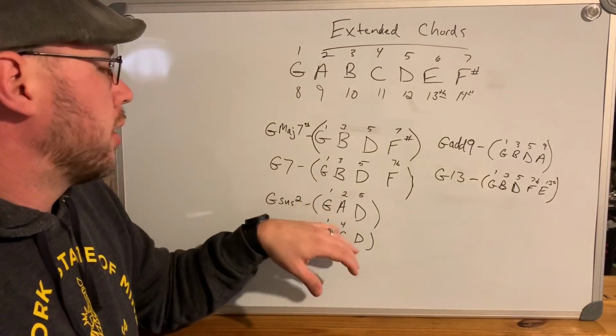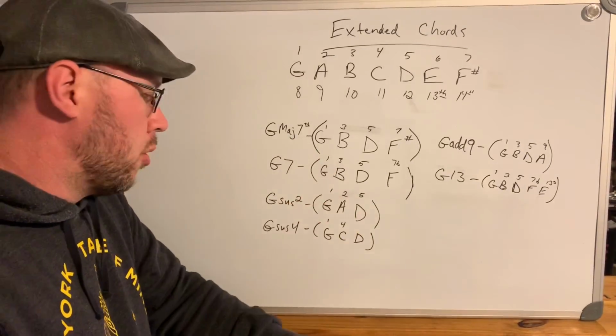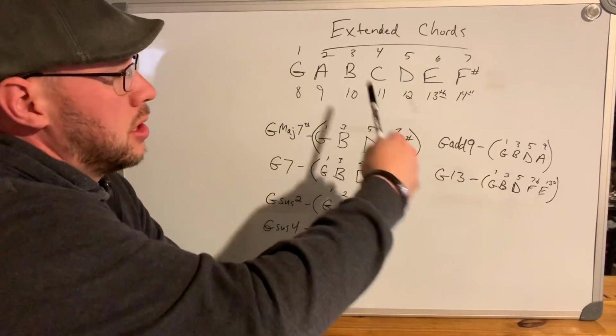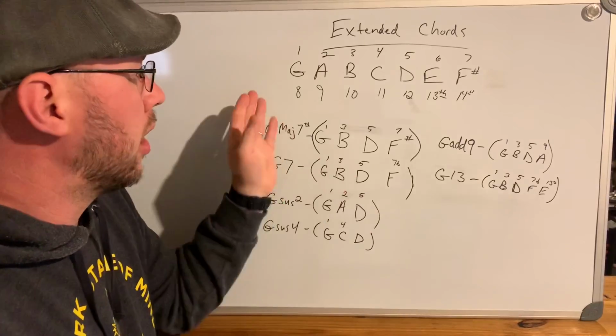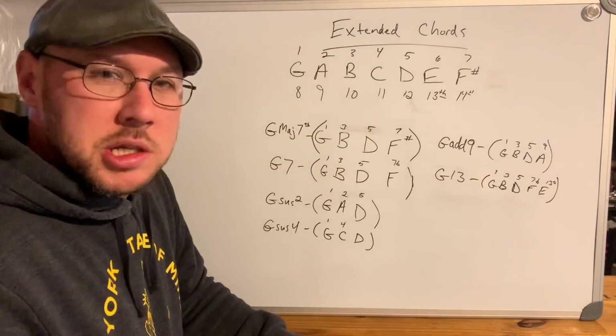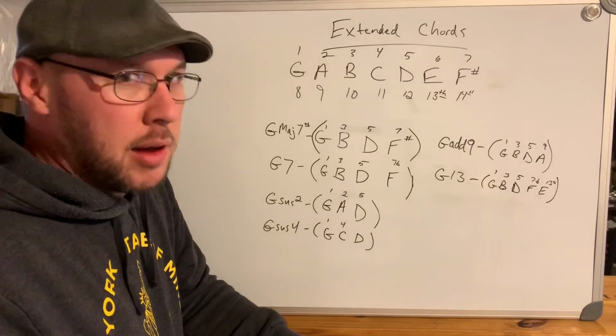Suspended, sus 2, sus 4, you're suspending the third, so it's not major or minor anymore, and you're replacing it with the second or the fourth. Add 9s. You're just adding more and more notes. Technically you could play all of them, and I don't know the name of it, but it would technically be a chord. It's just going to sound really odd with every note in there.